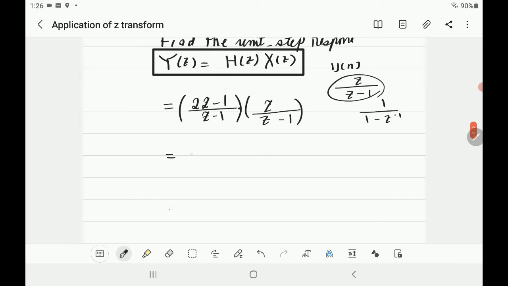Now, I just simplify it. I have z minus 1 squared in the denominator, and in the top part, z times 2z minus 1. What is that? Y of z. Well, great.